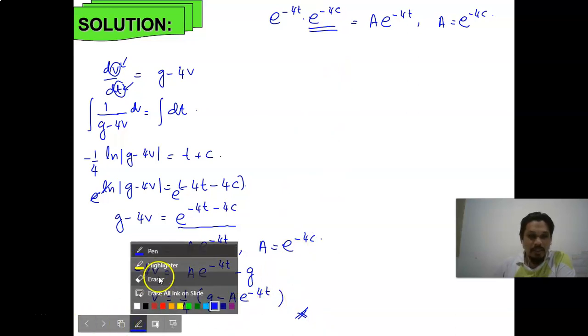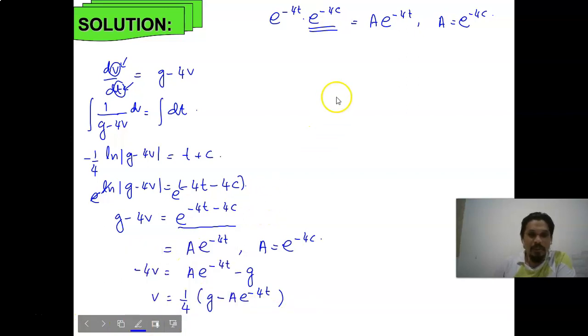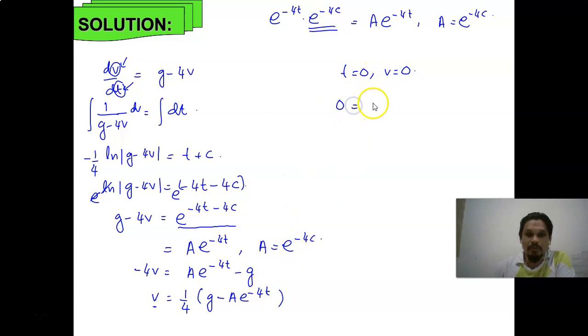This is not the answer for question A yet, because we are going to substitute the first information from the given. When t equals 0, then v equals 0. So v equals 0 and t equals 0. 0 equals 1 over 4 g minus a e power of negative 4 and 0 here. So negative 4 times 0 equals 0, and e power of 0 equals 1.